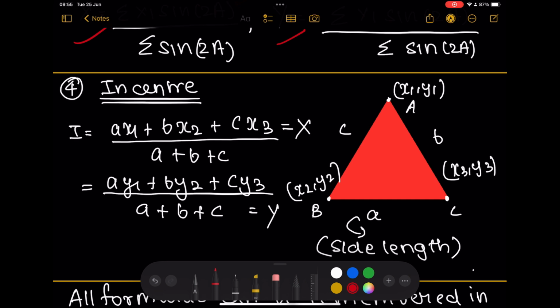The incenter formula is important. The incenter formula is not the same as your circumcenter or your orthocenter. This is important. This has come many times in JEE, and this will continue to come. So what is the formula?